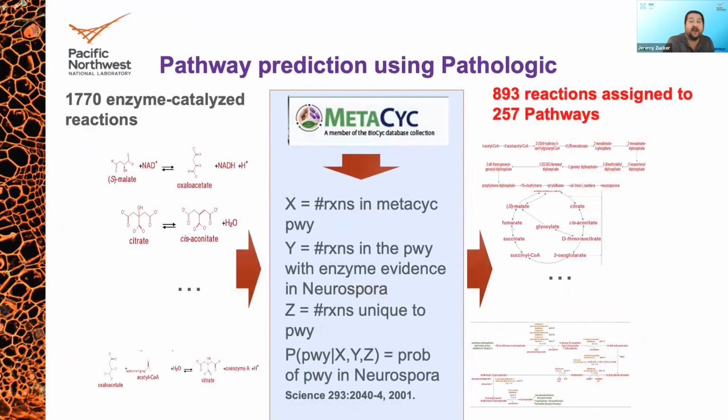To predict pathways, we use PathoLogic, which computes the probability that the pathway exists in Neurospora by taking into account the number of reactions in a metabolic pathway, the number of reactions in the pathway that are associated with an enzyme in Neurospora, and the number of reactions that are unique to that pathway. Of the 1,770 enzyme-catalyzed reactions, we assign 893 to 257 pathways.